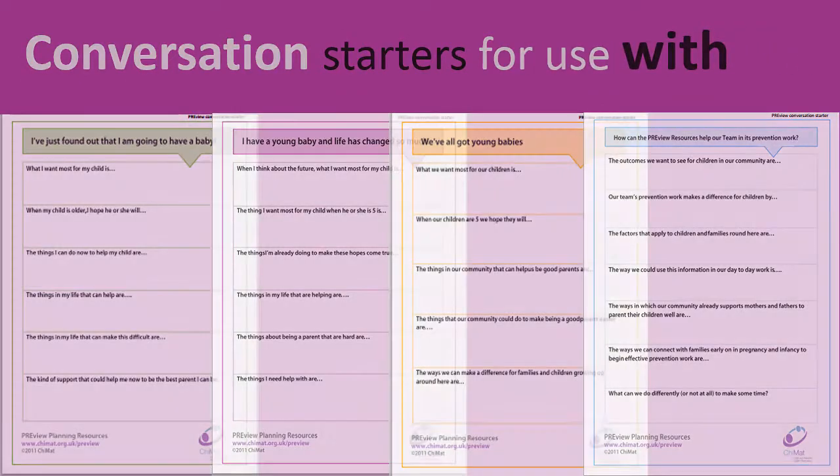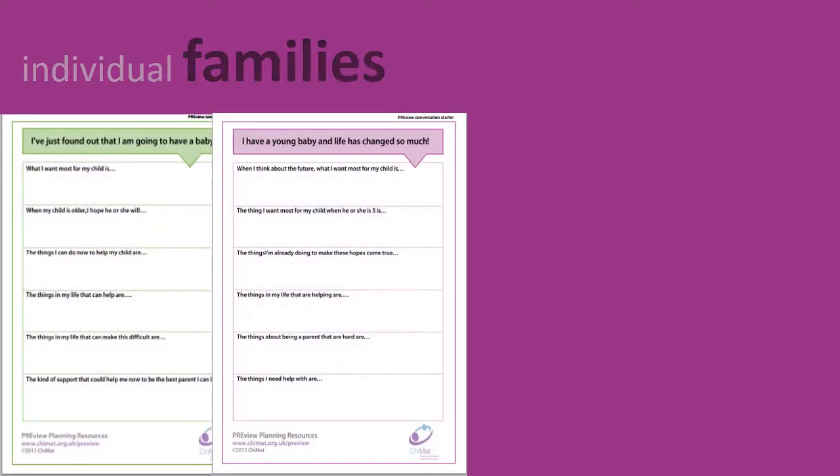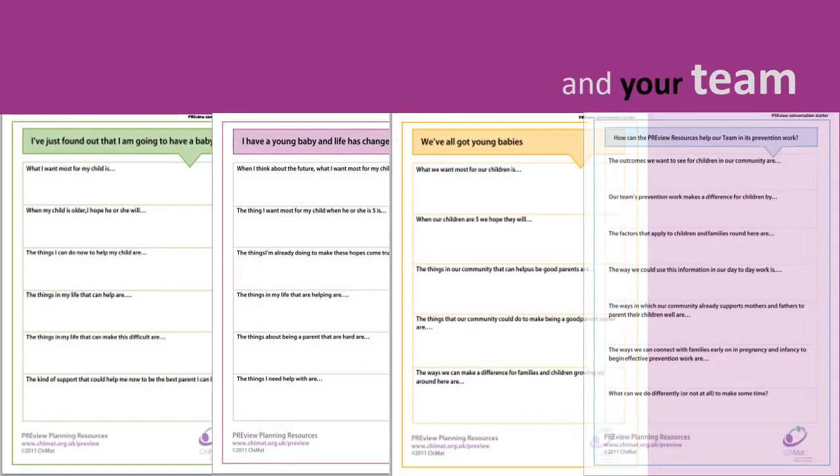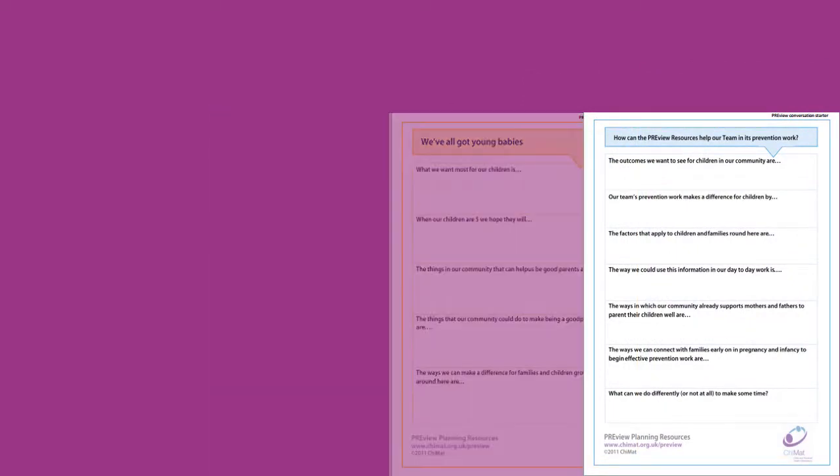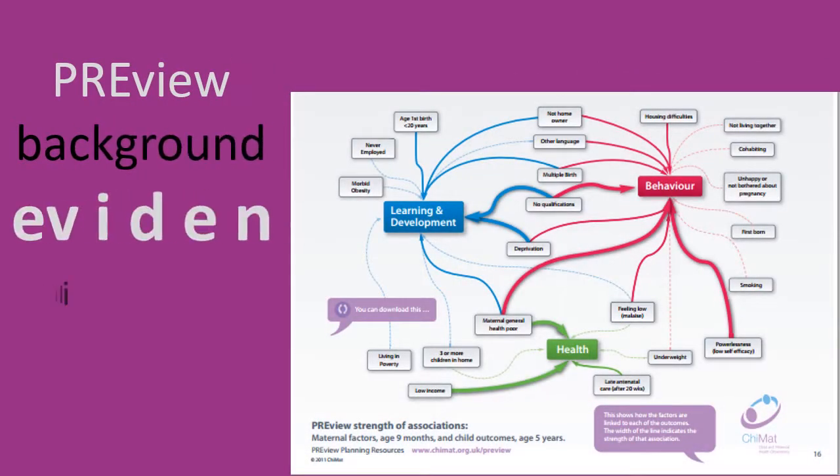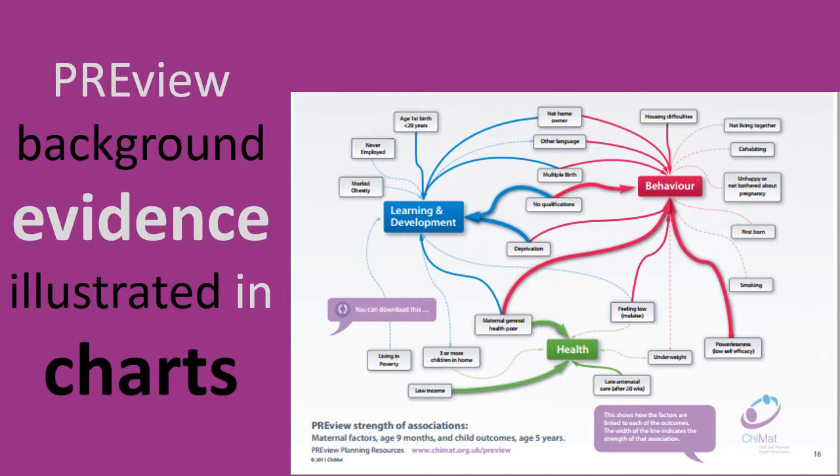There are several parts to the Preview resources. There are different conversation starters for you to use with individual families, groups and your team. The Preview background evidence charts show the strength of association between maternal factors when the infant is 9 months and the outcomes for that child when they're aged 5.